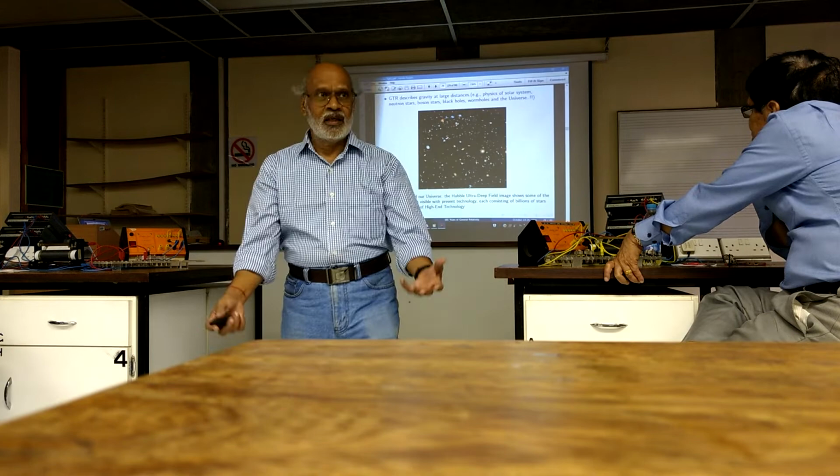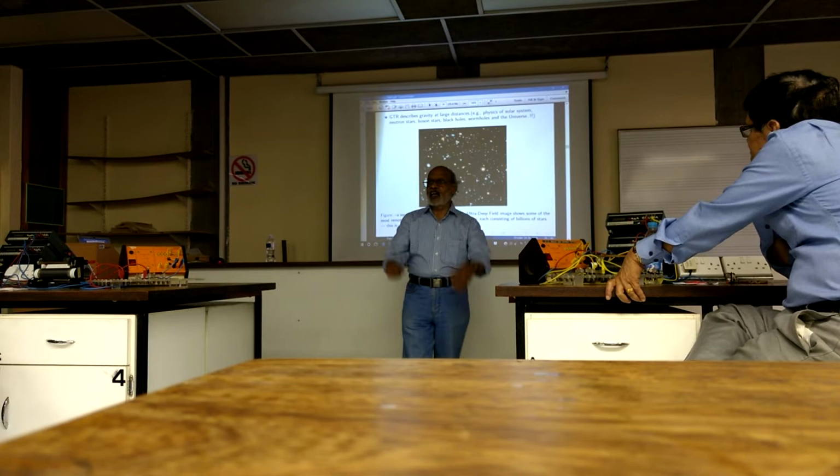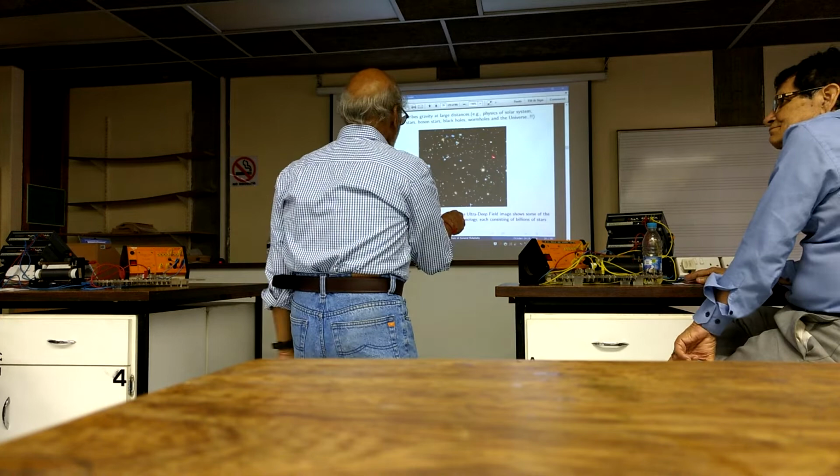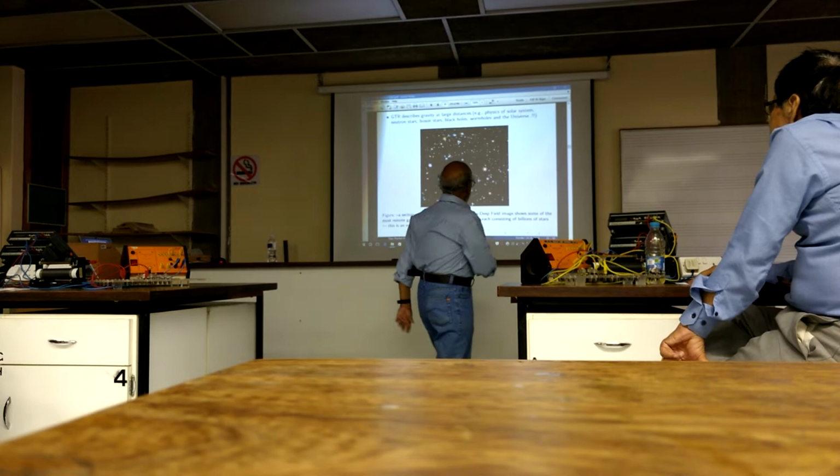And look at these little dots. These little dots are remote galaxies. Each one of them contains millions and billions of stars. So these points contain millions and billions of stars actually. They are galaxies, remote galaxies, which are indicated here just as dots.